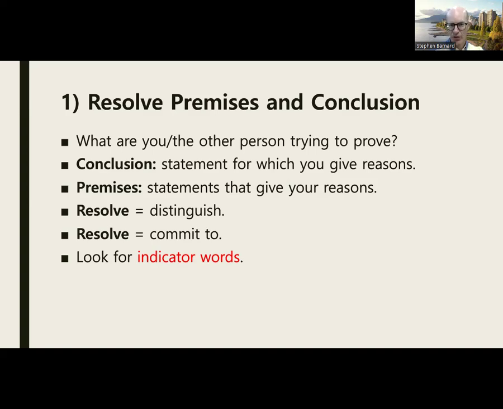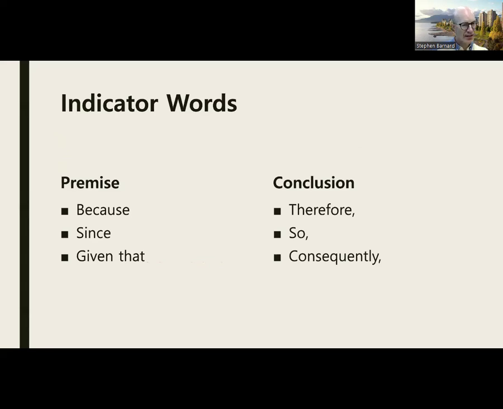Or if you are listening to or reading somebody else's argument, look for indicator words in their argument. When someone is listing their premises, they will often begin one of their premises by saying "because," and then because of that premise, that leads to a conclusion. Or "since," and then give a premise and then lead to their conclusion. Or "given that." A conclusion is often prefaced with "therefore," or "so," or "consequently."